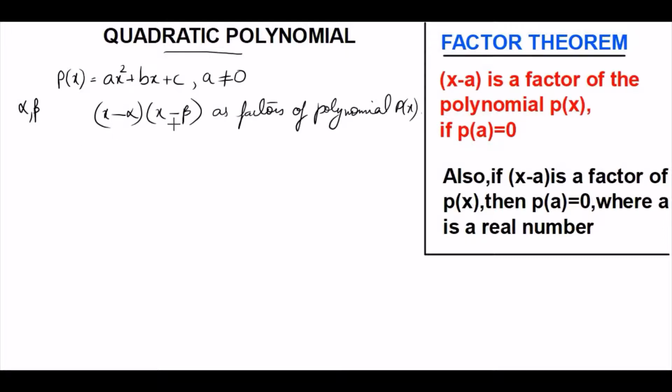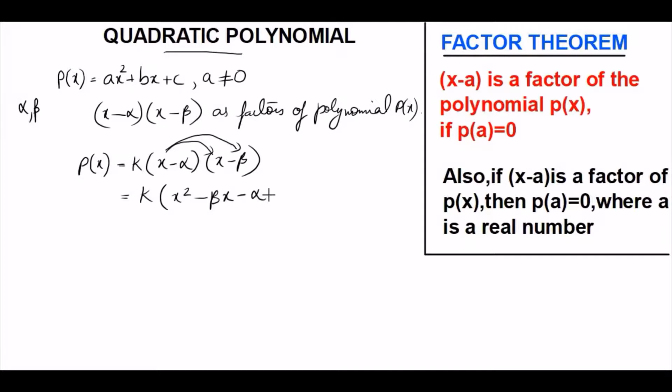If these are factors, you can write this polynomial as the product of its factors. So p of x can be written as k into x minus alpha into x minus beta. You can write the polynomial in this form, where k is a real number and x minus alpha and x minus beta are the factors. Now let us expand this. That is k into x square minus beta x minus alpha x plus alpha beta. So you can write this as k into x square minus alpha plus beta x plus alpha beta.